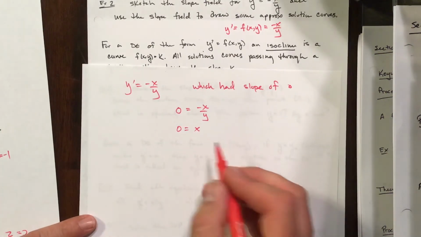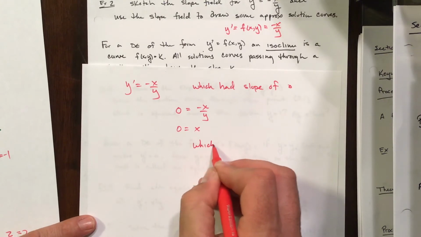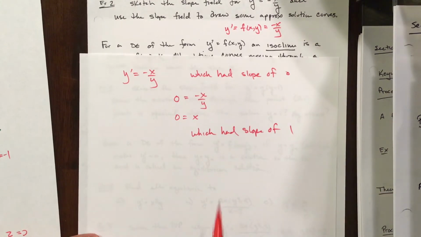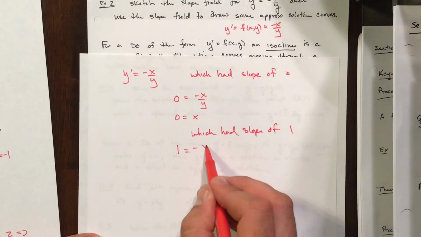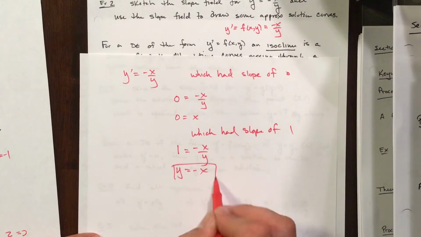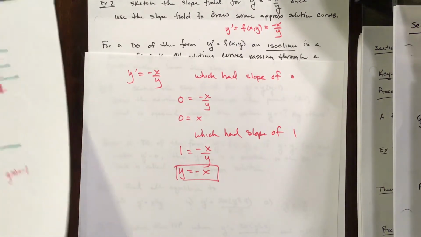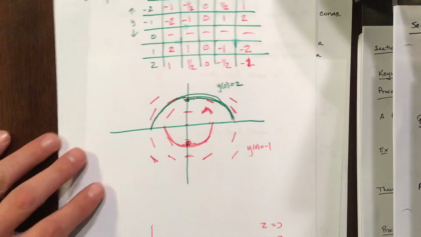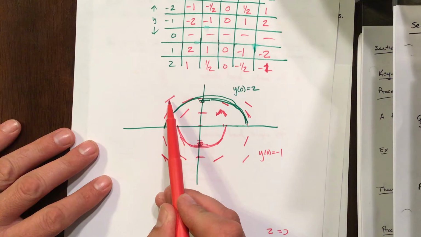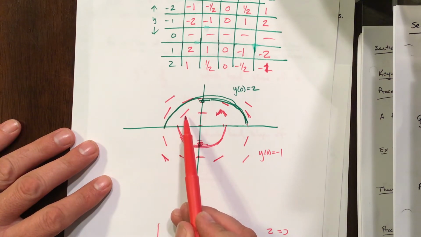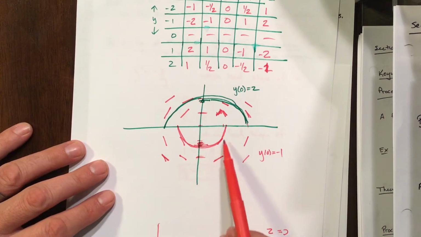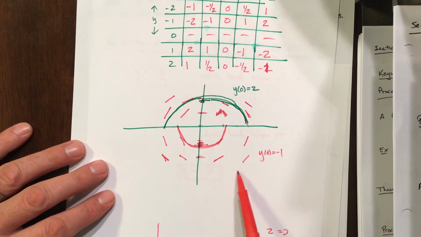Okay, there are some which had a slope of 1. Okay, so you'd set y prime equal to 1, and you get negative x over y. This one will be more interesting. Cross multiply, you get the function y equals negative x. So if I looked right here along the line y equals negative x, what was the slope at (negative 2, 2)? It was 1. What was the slope at (negative 1, 1)? It was 1. At (2, negative 2), the slope was 1.